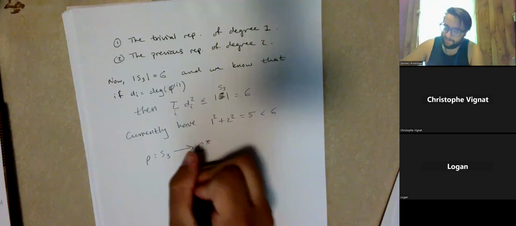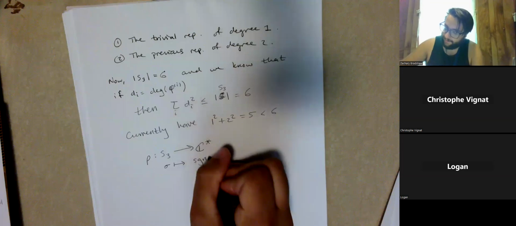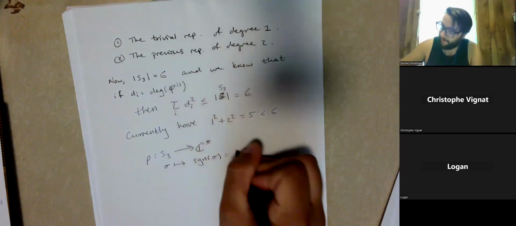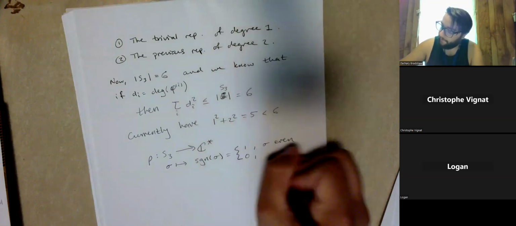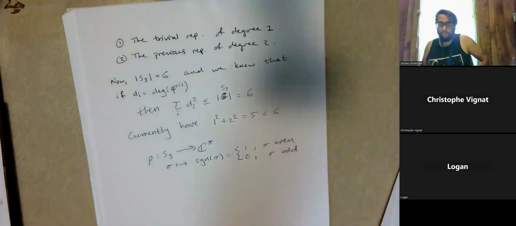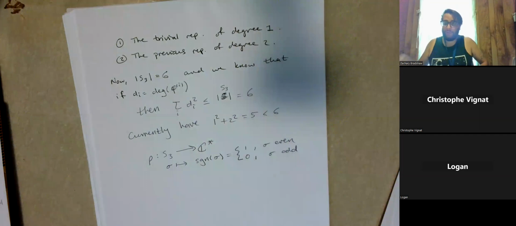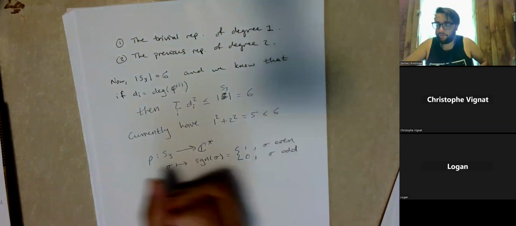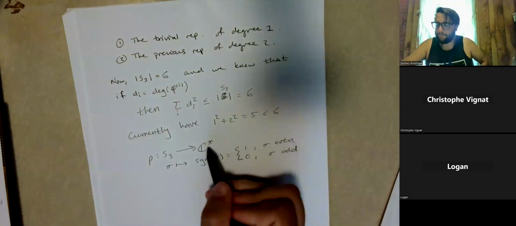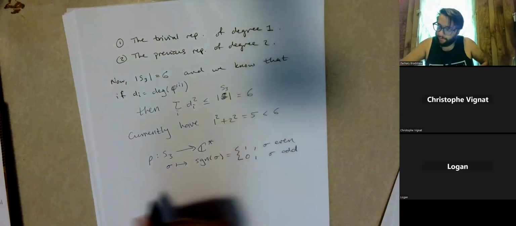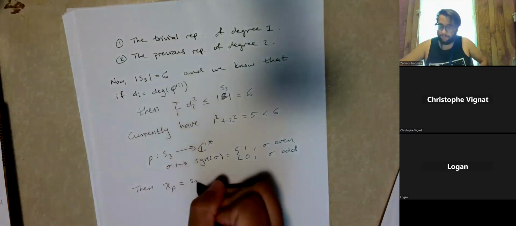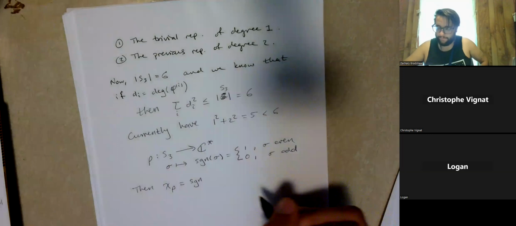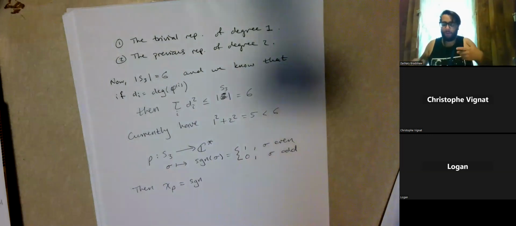You just send a permutation to its sign, which is 1 if sigma is even and -1 if sigma is odd. Okay, so I claim that this thing is irreducible. Well, this is obviously degree 1, right? We're mapping it to just C star. The dimension of the vector space is 1. So that means that chi rho is just equal to the representation itself. Okay. So chi rho is equal to the sign function.